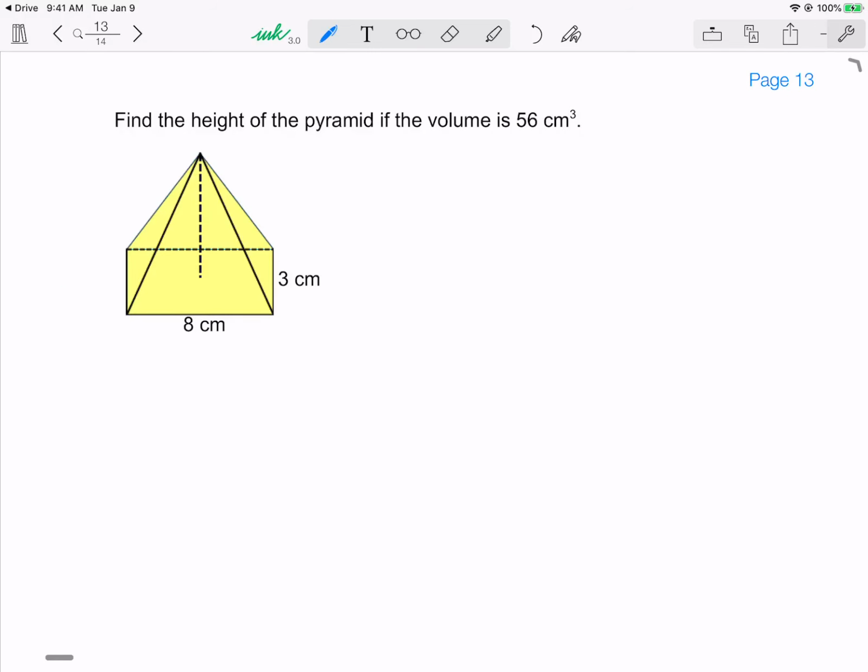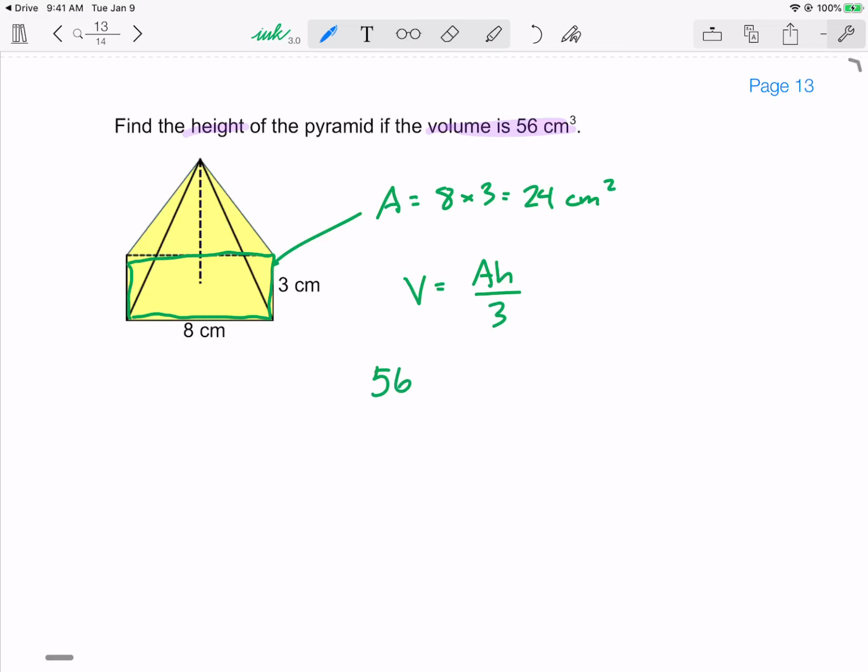So now I've got another working backwards problem. My goal is to find the height, and I'm given the volume. So I know that I can find the area of this particular rectangular pyramid. That area is just given by 8 times 3, which is 24 centimeters squared. So I know volume equals area of the base times height divided by 3. Plug in what I know. I know the volume on the left side is 56. I know the area of the base is 24. I do not know the height, and I have to divide that result by 3.